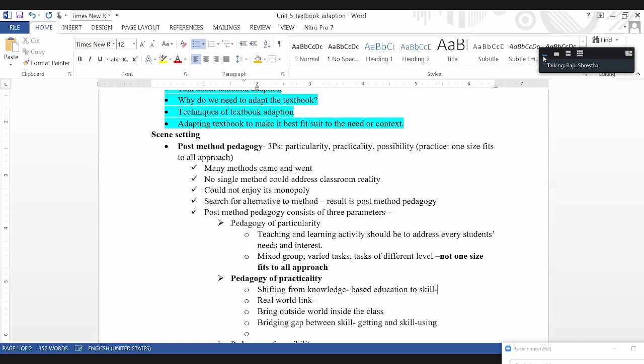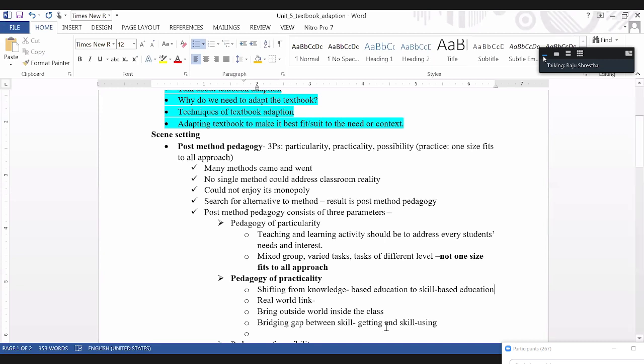So skill should be focused, skill based education in English class. If we focus on skill, then what? This will be practical. If we focus on real world link, this will be practical teaching. If we focus on bringing the outside world inside the classroom, बाहिरी संसारलाई कक्षा कोठाभित्र रिफ्लेक्ट गर्न पर्यो हैन, then this will be practical. Bridging the gap between skill getting and skill using.